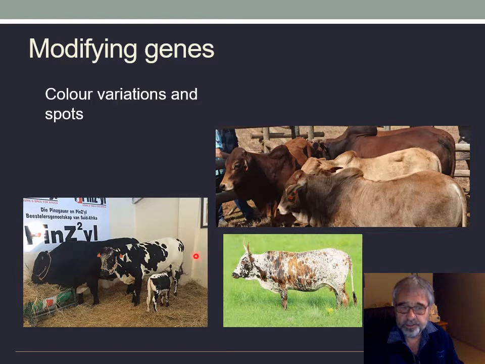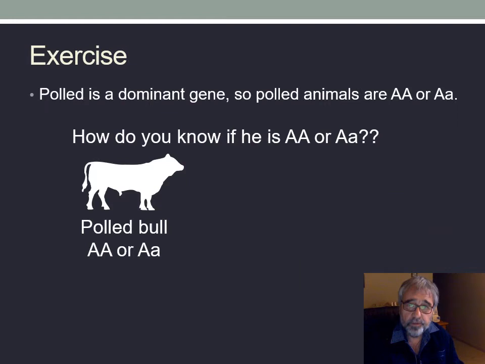Another instance with Mendelian inheritance is we get modifying genes. So you can have the black or the red, but sometimes there's a dilution factor. Sometimes another place on the chromosome will influence the coat color gene elsewhere. Also spots and other color variants.